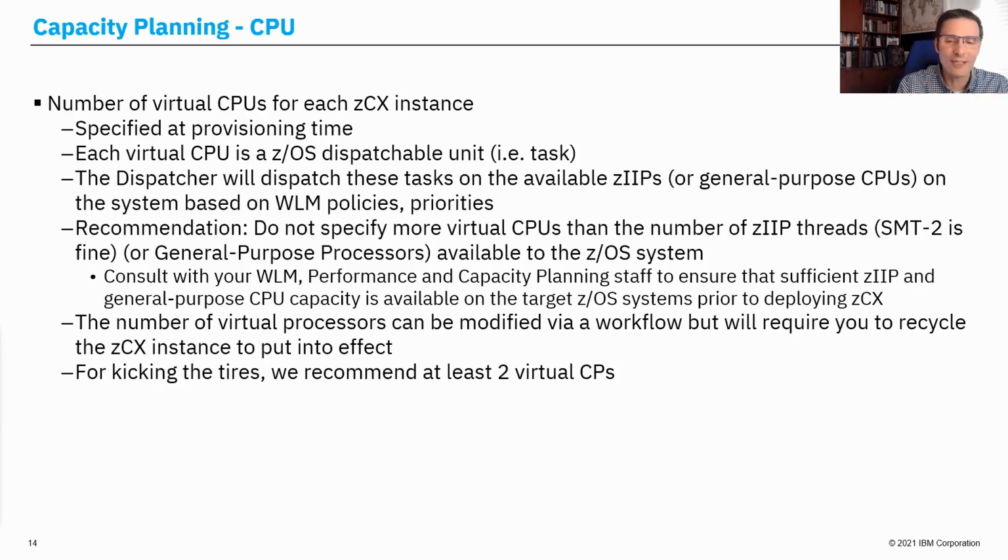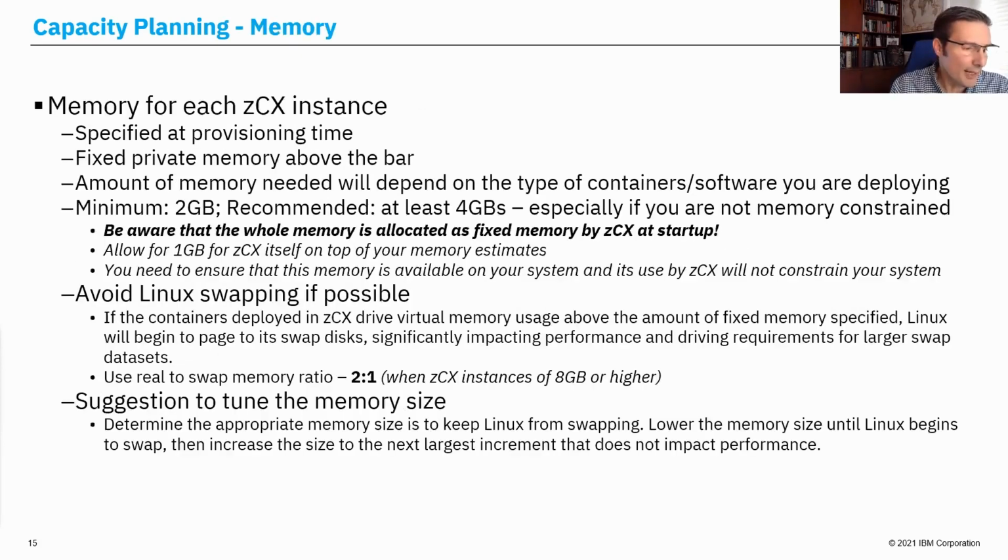To start off with, I think you need to have at least two, okay? That's a very minimal amount, but having at least two virtual CPs. So if you have two virtual CPs, if you had a couple of zip engines that are not utilized much on your system, that would be a good recommendation to start out with. Okay. Let's talk about memory.